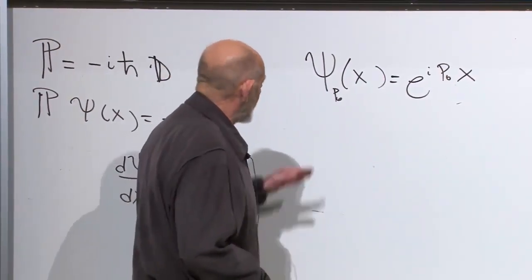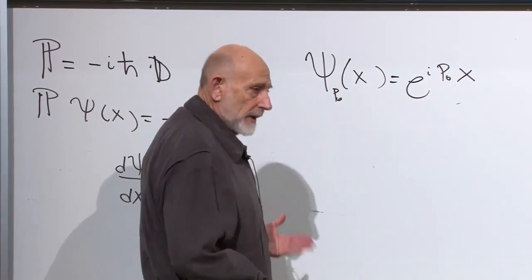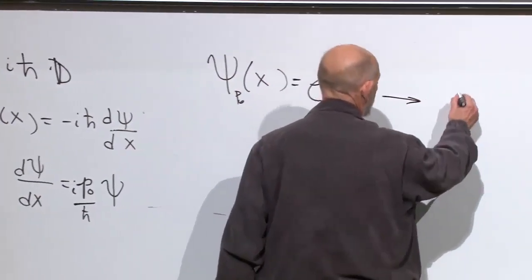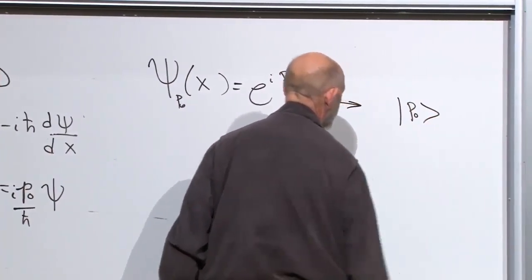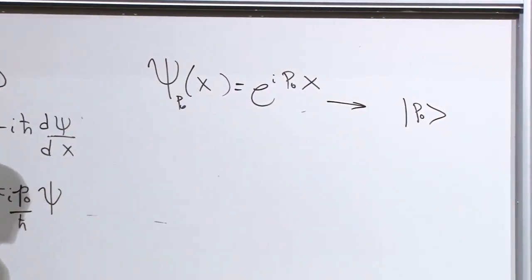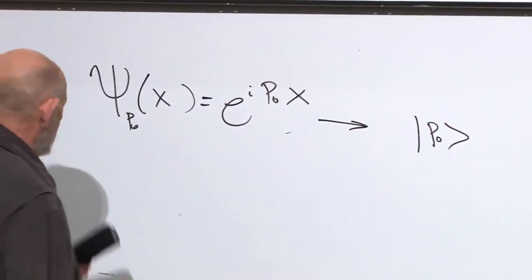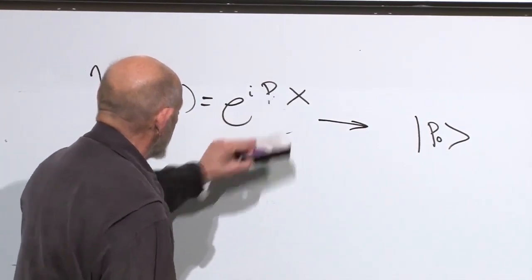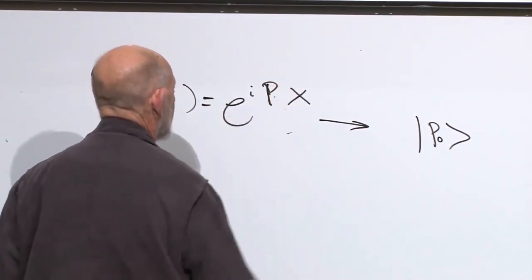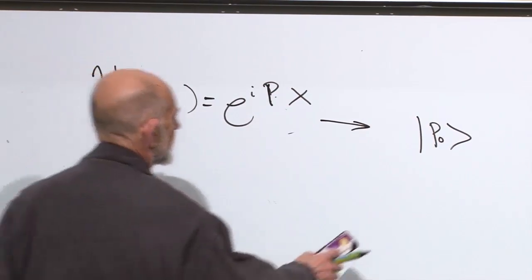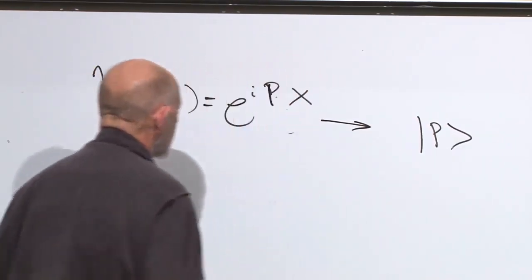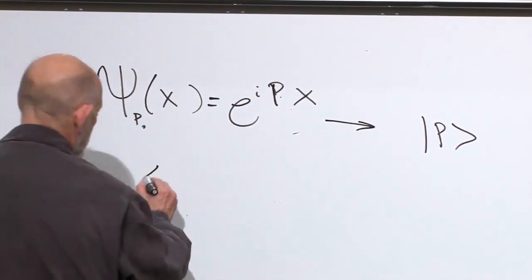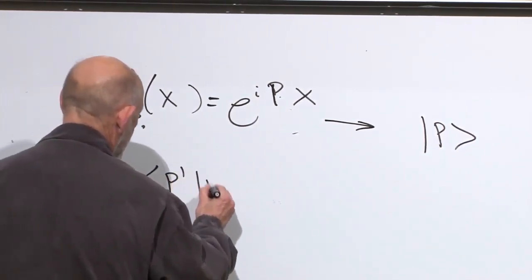Let's take the inner product between two momentum states. This here is a representation of the momentum state P naught. Or let's just call it P. Get rid of the naught, it's not serving any real purpose here. Think of P, just P. Let's take the inner product of two momentum states, P prime and P.